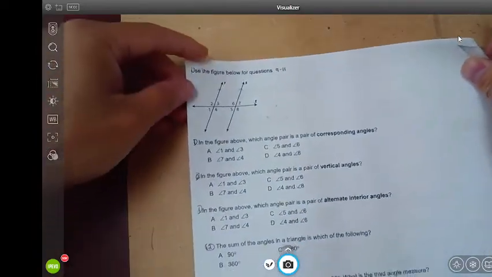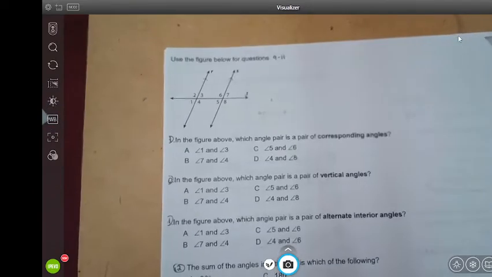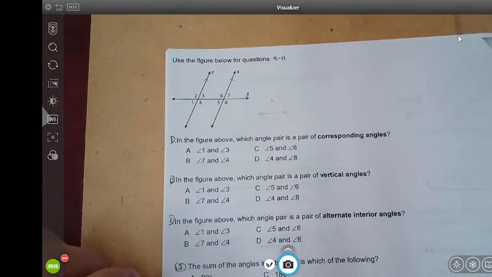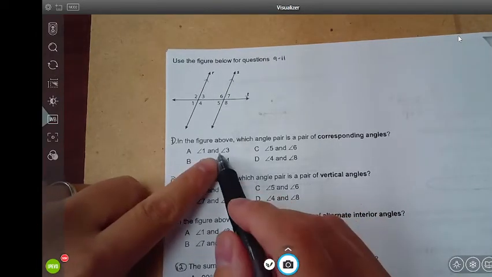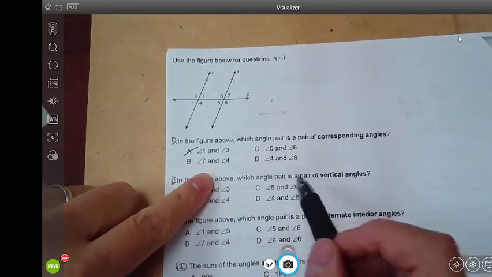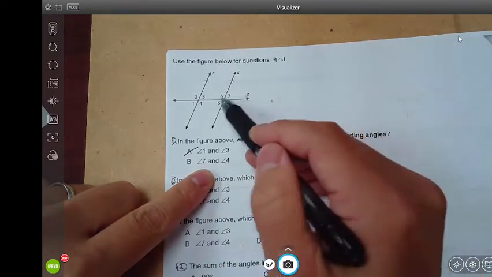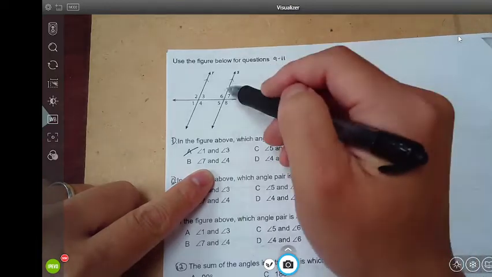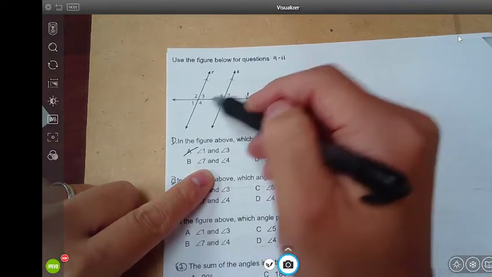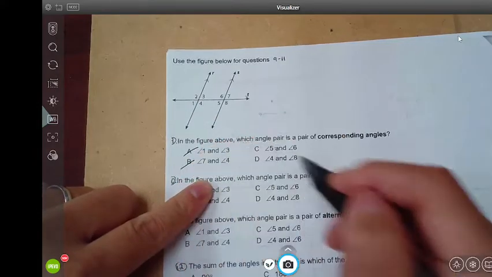Okay, number 9, in the figure above, which angle pair is a pair of corresponding angles? Corresponding meaning in the same position. Let's look at 1 and 3. 1 and 3 are vertical angles, so it's not that one. Let's look at 7 and 4. 7 and 4 are not in the exact same position. 7 in its group is in the top right. 4 in its group is in the bottom right. So those are not corresponding angles.